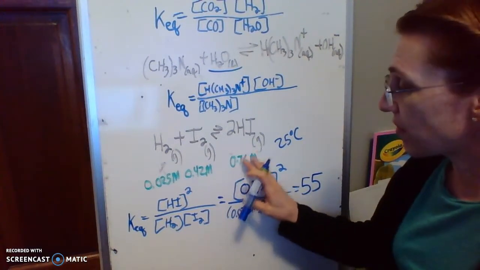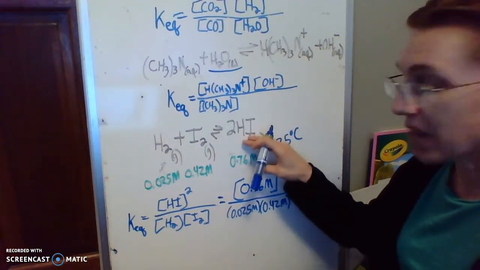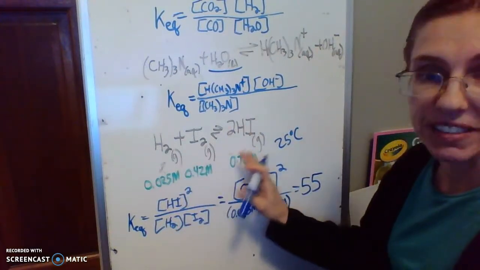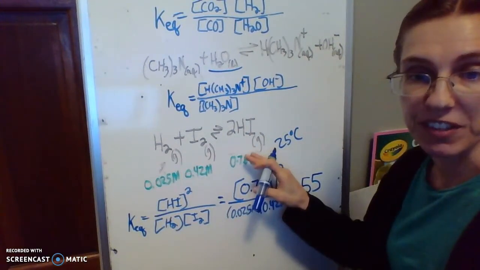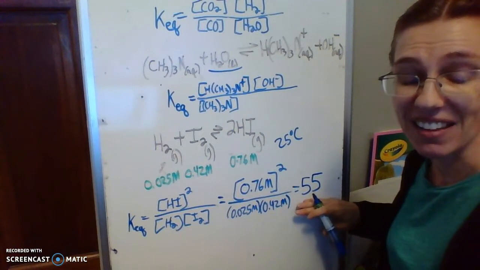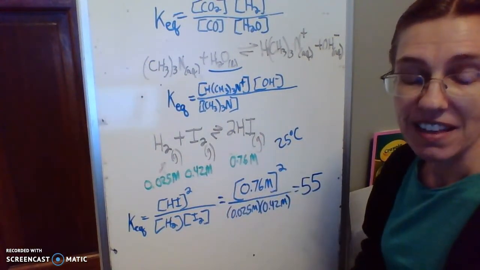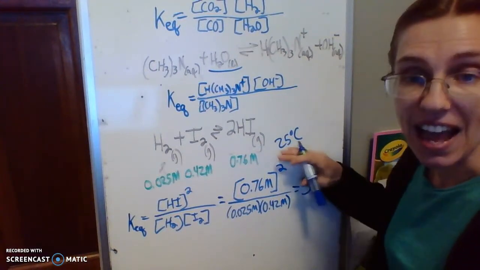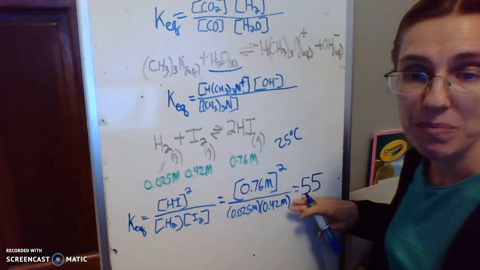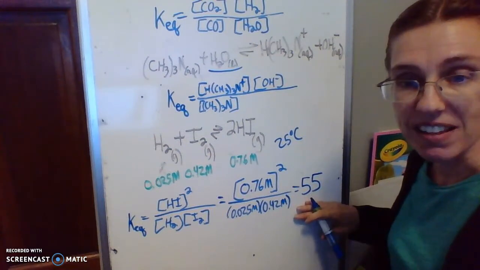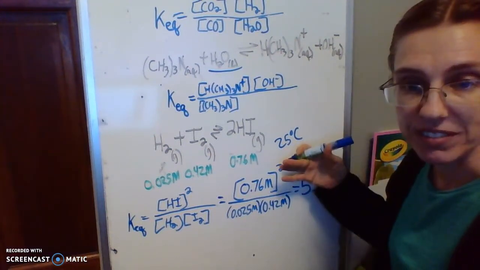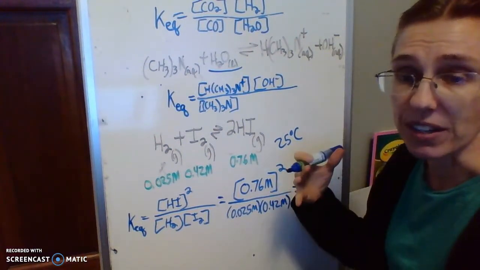Say we can add some HI to the system, and we can disrupt it and change the concentrations of everything. But the Keq stays valid, even if you change the concentrations of your things. This Keq is valid at that temperature. The only time the Keq would not be valid is if you change the temperature. Okay. Then you have a new Keq that you have to calculate.